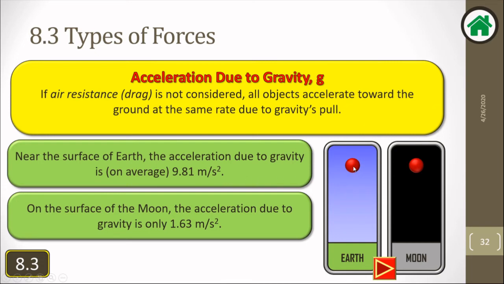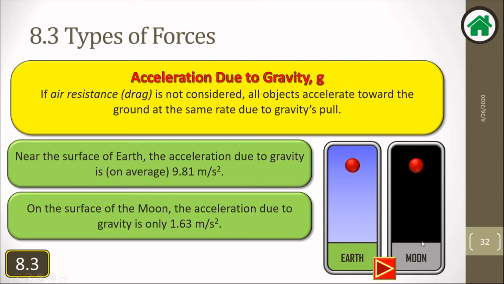And you might think that a heavier object would accelerate faster, and it is pulled down by more force, but it also has more inertia, so it has more resistance to acceleration. And those two factors cancel each other out. So all objects near Earth's surface, if you take away air resistance, will accelerate at the same rate.